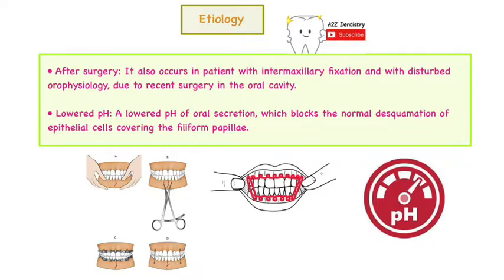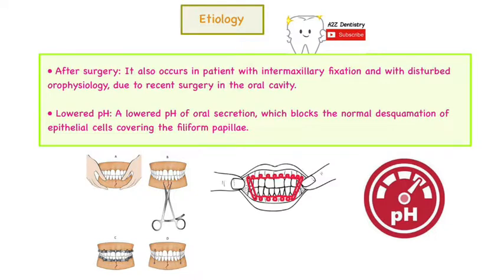So, irrespective of the method for IMF, that is either eyelet wiring or multiple loop wiring or arch bars, there is compromised oral hygiene. Because of those wires, the patient is unable to maintain proper oral hygiene, and as we have already studied previously, poor oral hygiene or lack of oral hygiene is basically a very important causative agent for hairy tongue.